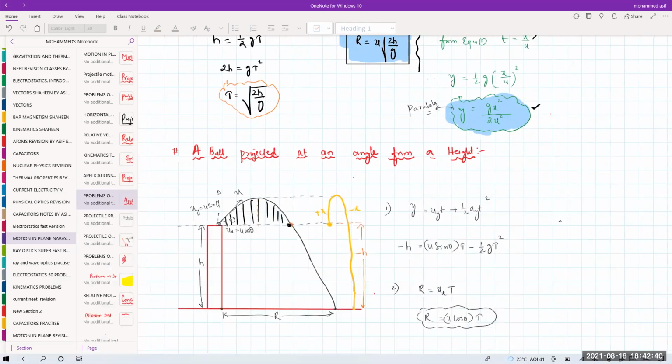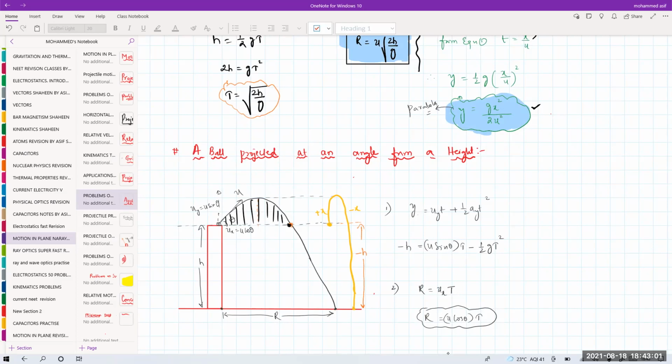So displacement will be equal to how much here when it is reaching the ground? Is the reference the top of the cliff? Anything above the reference is positive, below the reference is minus h. So you can use the kinematic equation y is equal to uy into t plus half of ay into t square. So y will be minus h, uy will be u sin theta, time of flight will be capital T, minus half g t square.